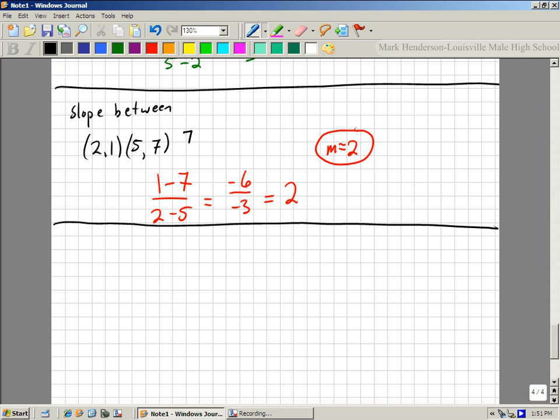Alright, so again, what I meant by doing this is that it would give you the same result either way you did it. 6 over 3 is still 2. Right? Okay, good. The other thing that we're going to do today is this. I have a slope of 2, and I have a point 4, 3. How can I find a line that goes through the point.